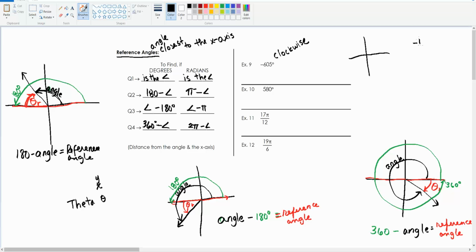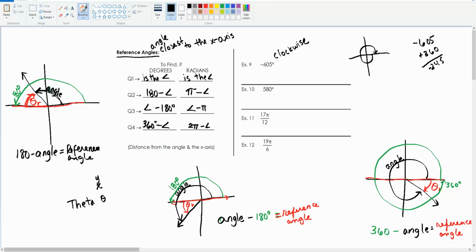So let me do a little cheat trick. If it went once around the circle, that's 360, right? So I'm going to add 360 to this number, minus 605 plus 360. Make sure you're doing this with your calculator. Otherwise, it's futile. So I got minus 245 left over. So I've gone once around the circle, right? But I still have negative 245 degrees to go.